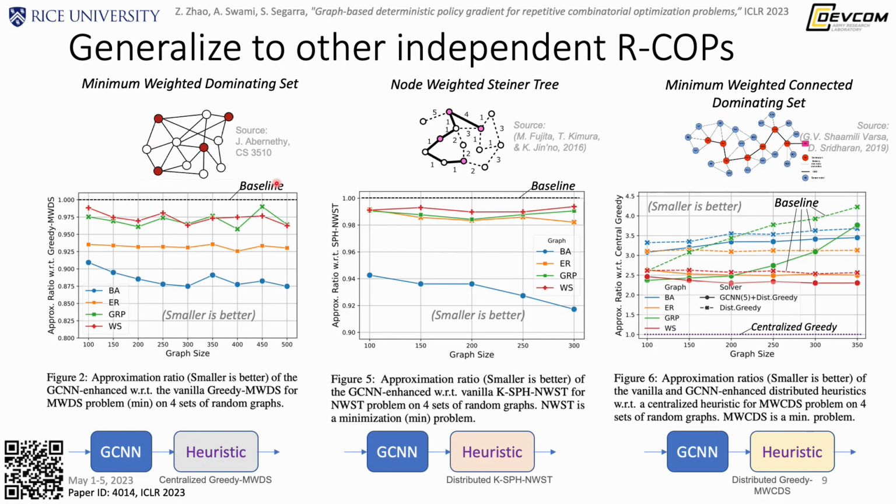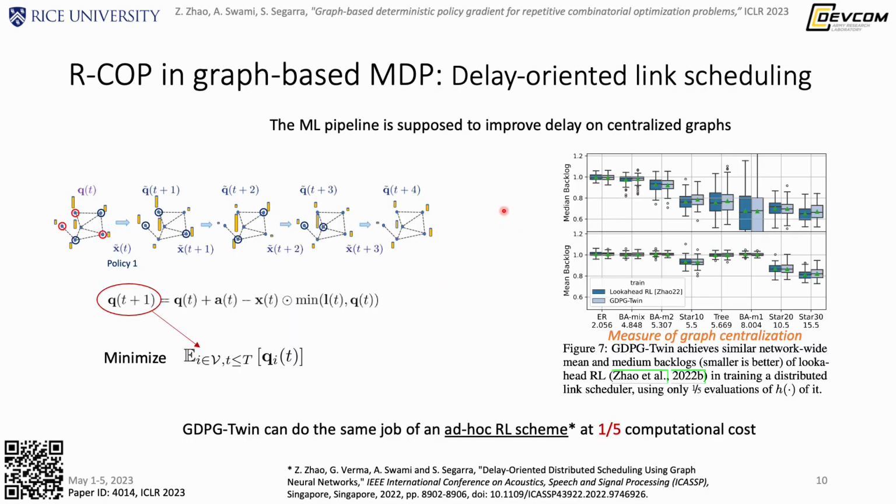In training, our approach converges 2 to 3 times faster than the benchmark zero-solver optimization. We test our approach on another 3 NP-hard problems with similar pipelines. Of course, the heuristic for each problem is different, and the approach can always close the optimality gap of the baseline slightly or substantially on different types of random graphs. For long-term goal seeking, we test our approach on delay-oriented link scheduling. Basically, our approach can achieve the same performance as an ad hoc training method, but is 5 times more efficient.